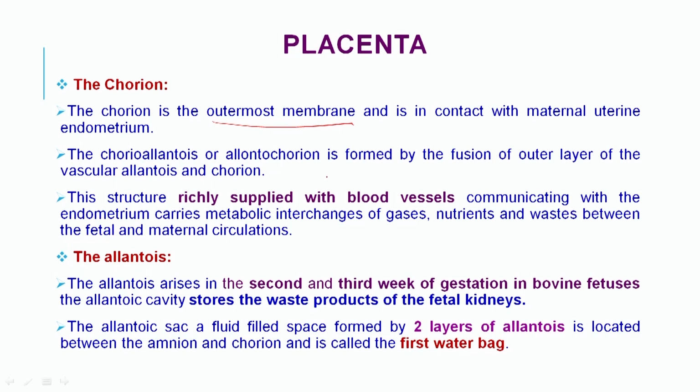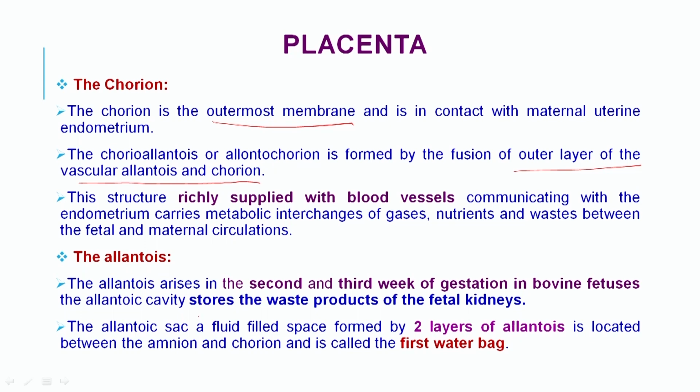The chorioallantois or allantochorion is formed by the fusion of the outer layer of the vascular allantois and the chorion. This structure, richly supplied with blood vessels communicating with the endometrium, carries the metabolic interchange of gases, nutrients, and waste between the fetal and maternal circulation. And the allantois arises in the second and third week of gestation in the bovine fetus.